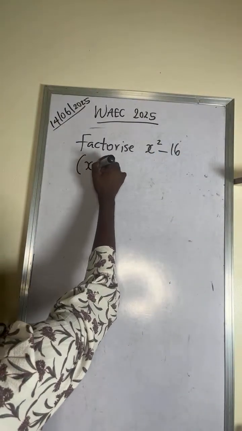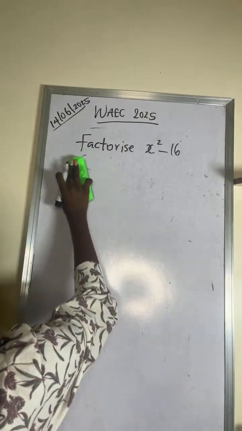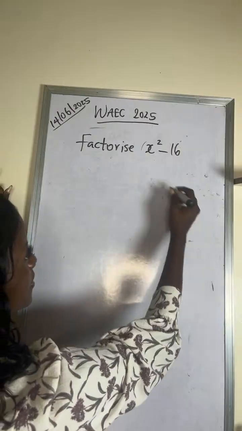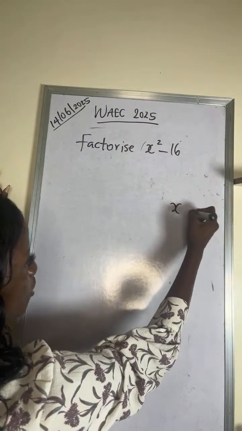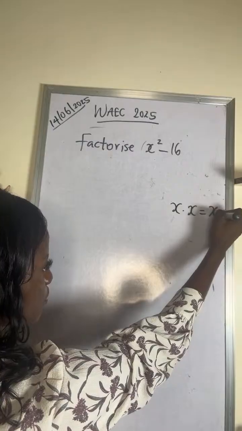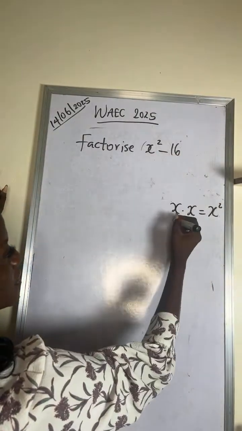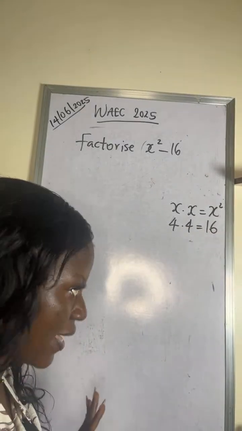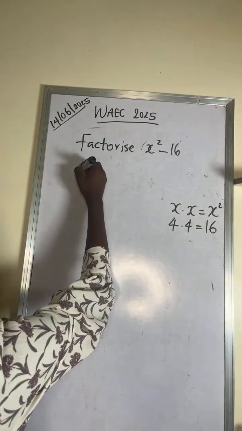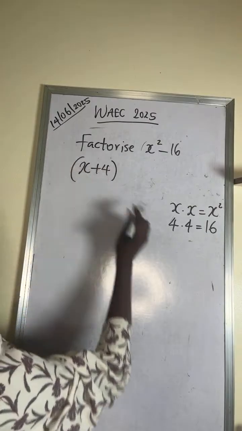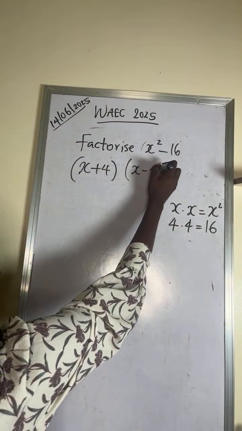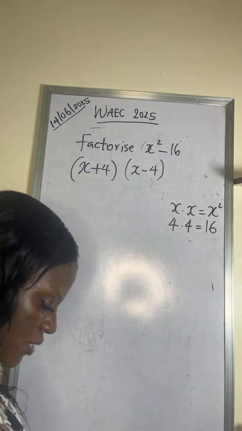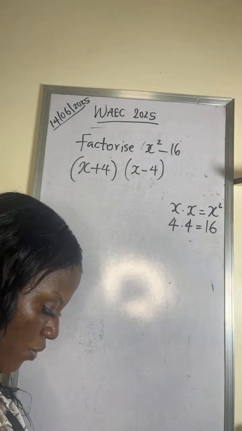There's a rule, let me break it down well so it doesn't look confusing. The square root of x squared is x, because x times itself will give you x squared, right? The square root of 16 is 4 because 4 times itself will give you 16. Do we get that? So now you pick x plus 4 and then x minus 4. These are perfect squares. Let me see what the option looks like so we know if we will go further or just stop there.